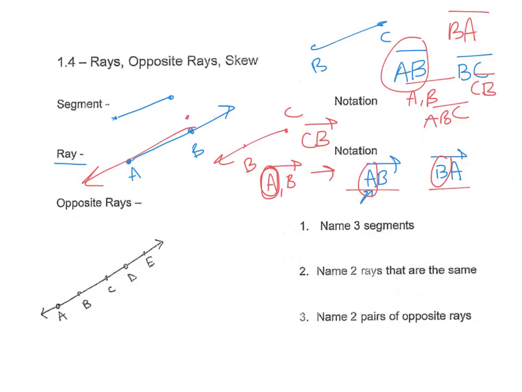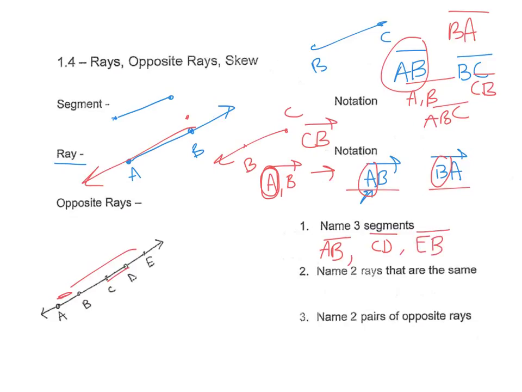Okay, down here for the example, name 3 segments. So there's a bunch of different segments you can name. I could name AB, comma, CD, comma, EB, comma. There's a whole bunch of different ones.